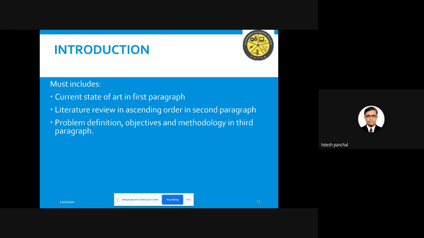Suppose I am writing a work on the solar still, so my first paragraph will be based on the current state of art on potable water. So I can write about potable water, so you can easily understand that the paper shows the current state of art on potable water, and then you can start from potable water to the solar still. All such things you must include in the first paragraph.